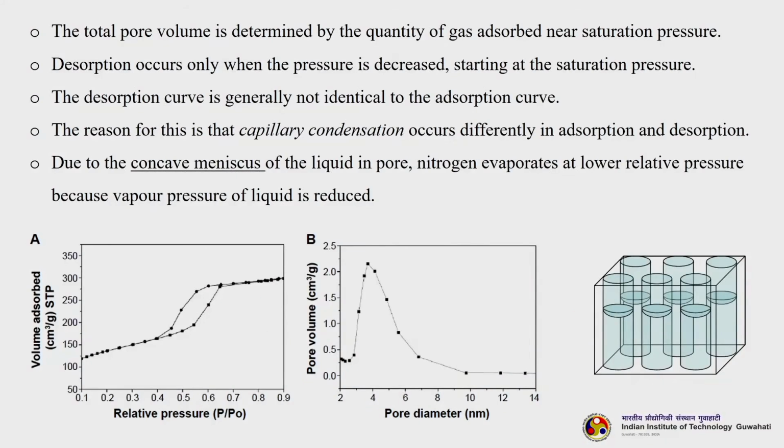Total pore volume is determined by the quantity of the gas adsorbed near saturation pressure. So, this is another method to find out the pore volume apart from your mercury intrusion in microfiltration membrane. Desorption occurs only when the pressure is decreased starting at saturation pressure. The desorption curve is generally not identical to the adsorption curve, and the reason is that the capillary condensation occurs differently during adsorption and desorption. Due to this there is something called hysteresis.